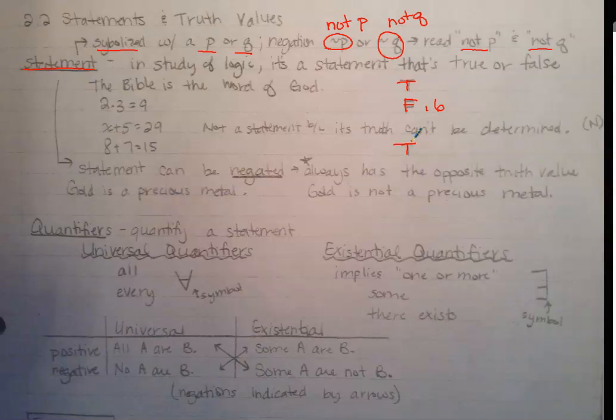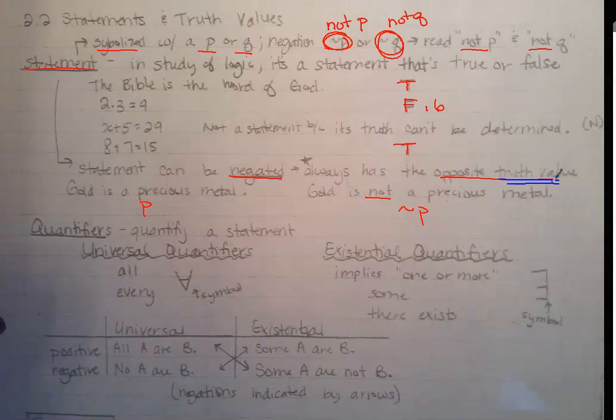So we're just determining some true or false statements. Again, a statement can be negated. That's what we looked at up at the top, where we had not P and not Q. That's how we would symbolize it. A negation always has the opposite truth value. So gold is a precious metal, which might be P. On the other one, we negated it, so this says gold is not a precious metal. So this is not P. But it says it has the opposite truth value.